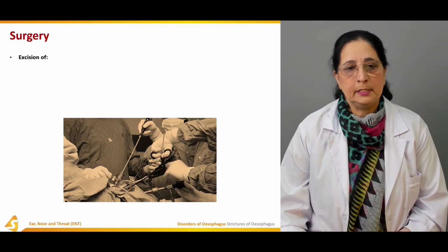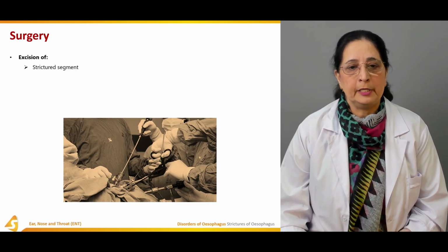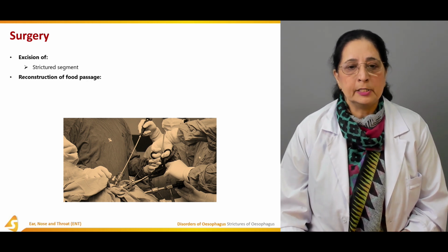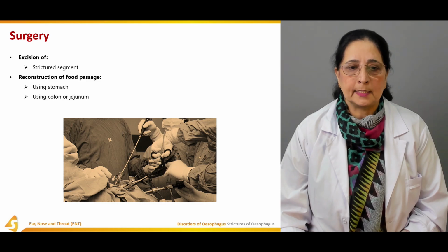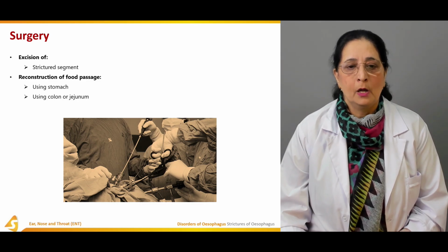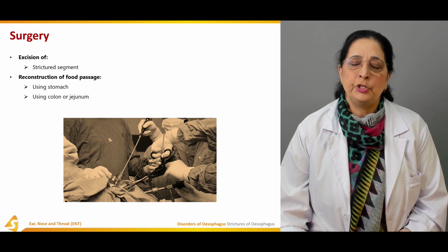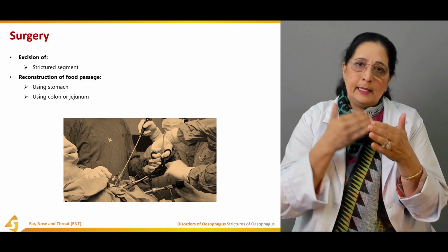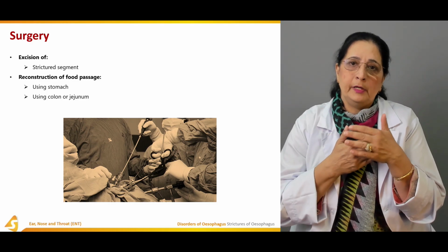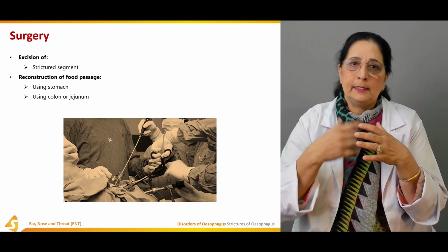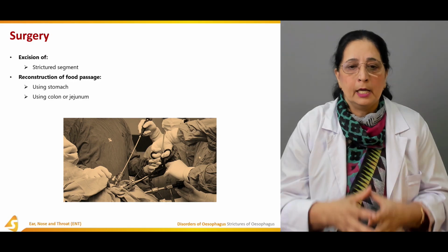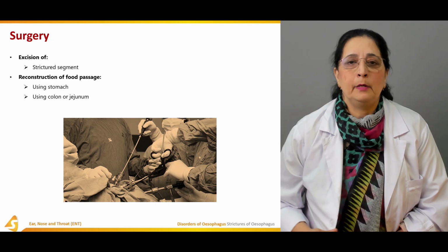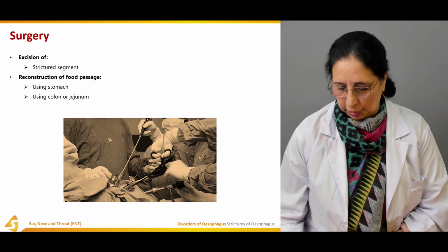Surgery that can be done: excision of the strictured segment. Reconstruction of the food passage using stomach, colon or jejunum. So the stricture portion is removed, and then the food passage is reconstructed using the stomach, the colon or the jejunum. That's the surgery that can be performed for the reconstruction.